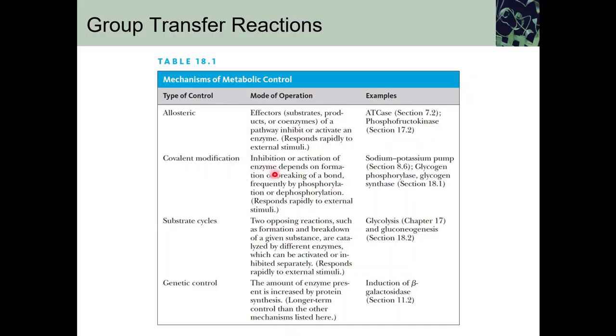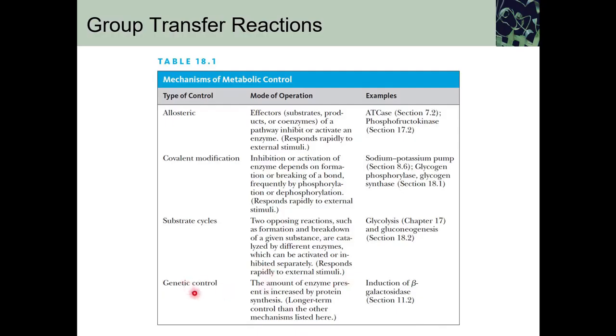Covalent modification refers to the inhibition or activation of an enzyme that depends on the formation or breaking of a bond, like phosphorylation, right? This also responds rapidly to external stimuli. An example would be glycogen phosphorylase and glycogen synthase. Substrate cycles are the mode of control when two opposing reactions, such as formation and breakdown of a given substance, are catalyzed by different enzymes, like in the case of phosphofructokinase 1 and fructose 1,6-bisphosphatase in the case of glycolysis and gluconeogenesis. They also respond rapidly to external stimuli.